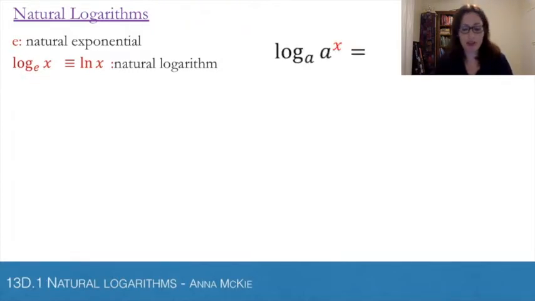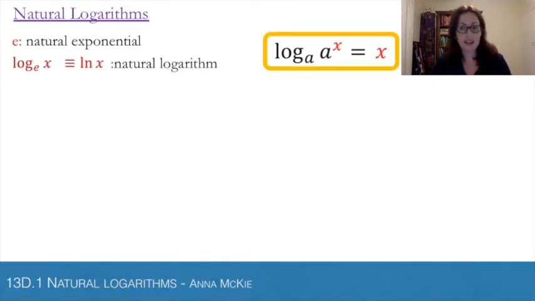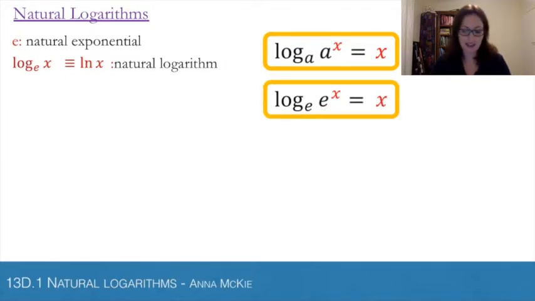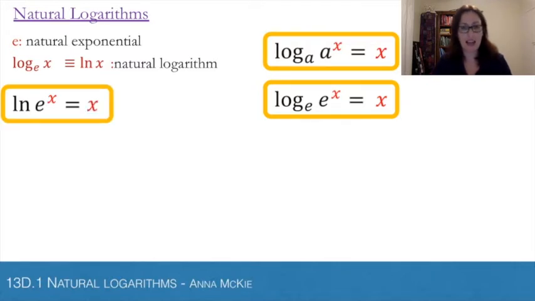Some of the properties of logs: if you had a log of base a of a to the power of x, the answer to that is x. The same thing applies to a natural logarithm. If you have a log in base e and that base is the same as this base over here, then the answer is x as well. Writing that in ln terminology, instead of log of base e, we know that log of base e can be written as ln. So if you see ln of e to the power of x, the answer is x.